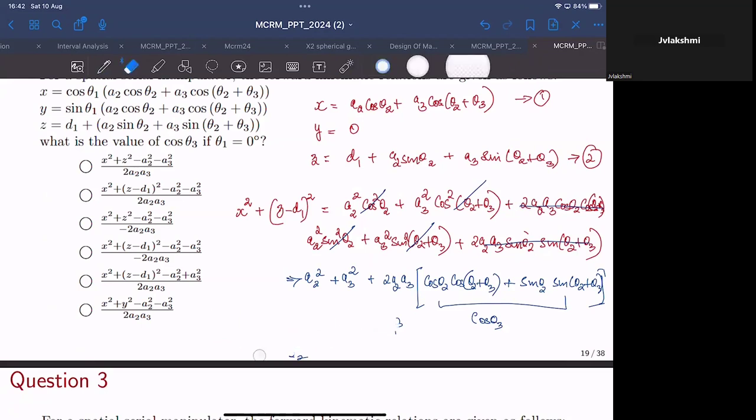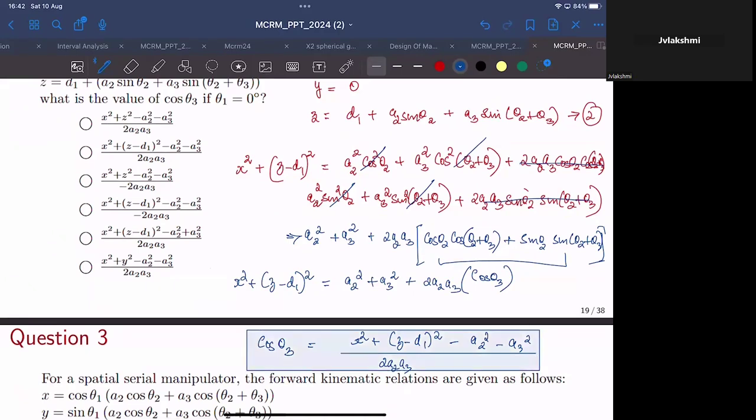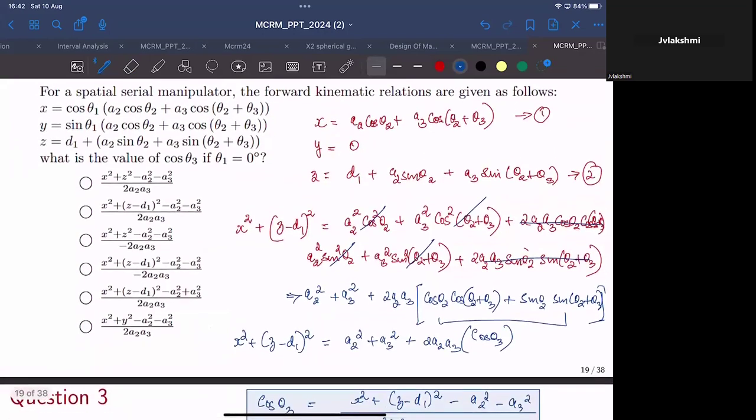Okay, so now our left hand side is x square plus z minus d1 the whole square. This will become a2 square plus a3 square plus 2 a2 a3 cos theta 3. So our cos theta 3 would be x square plus z minus d1 the whole square minus a2 square minus a3 square, divided by 2 a2 a3. I guess this will be our answer for this question. And I think the correct choice is option B, sir. Option B.